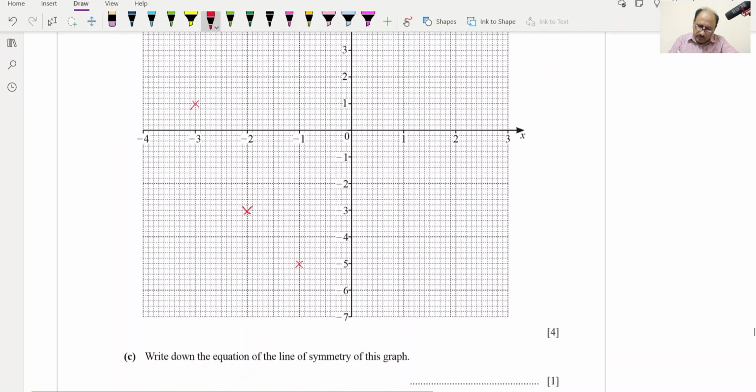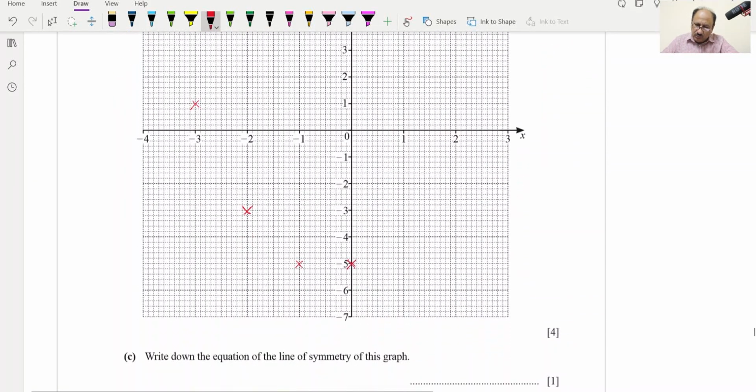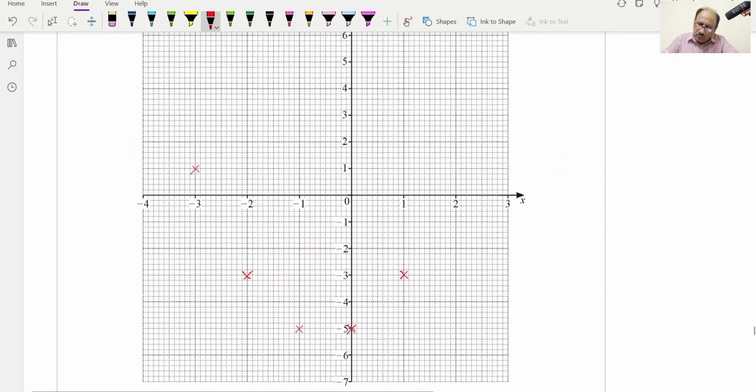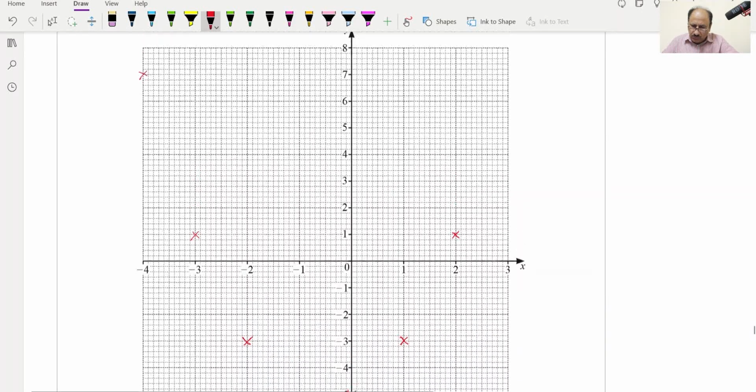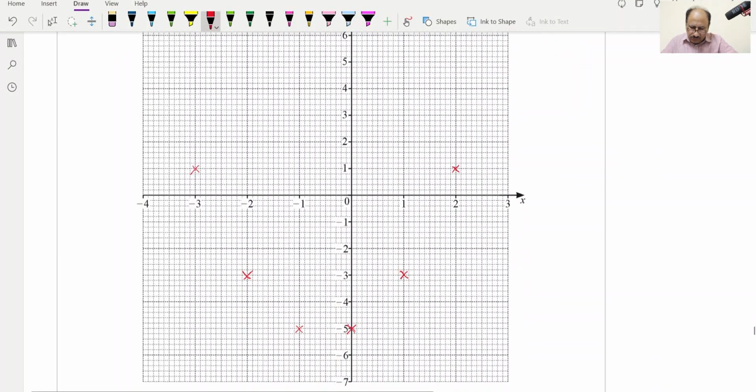Then comes 0 and minus 5. So 0 and minus 5 will be over here, and next is 1 and minus 3. So 1 and minus 3 will be this one, and next value is 2 and 1. So 2 and 1 will be this value, and next value comes to 3 and 7. So 3 and 7 will be this value. Now we got all these values.